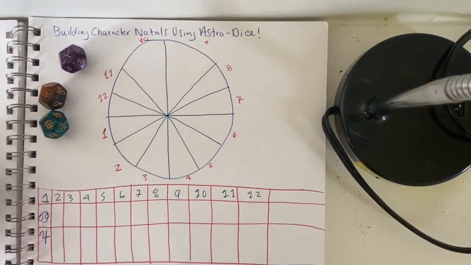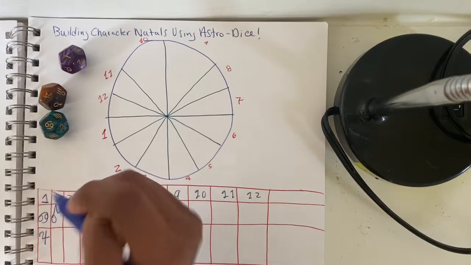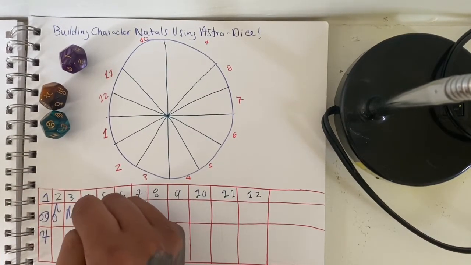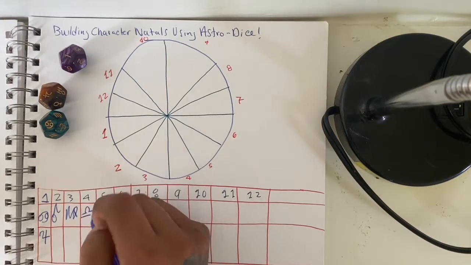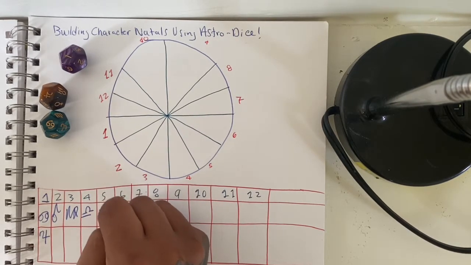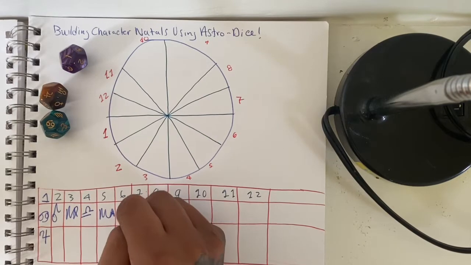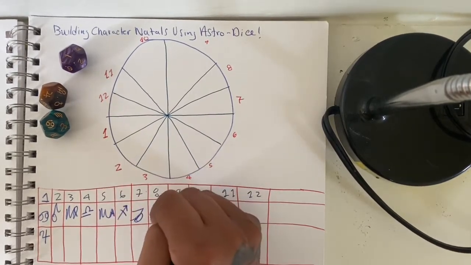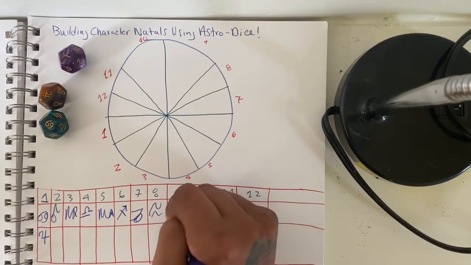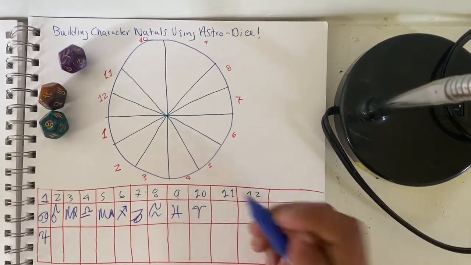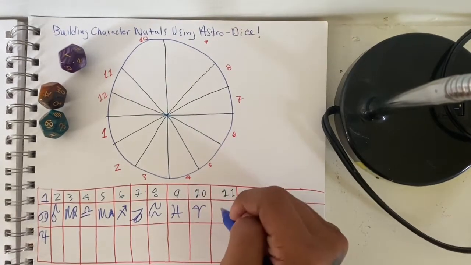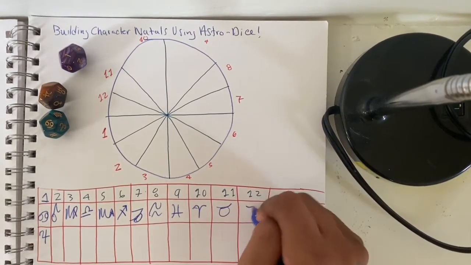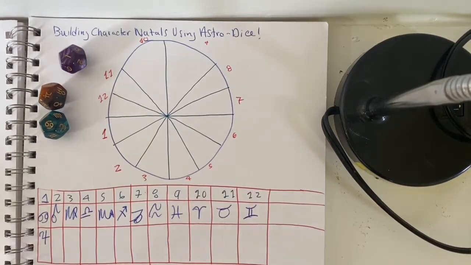So we have the Cancer rising. So naturally we'll have a Leo 2nd house, Virgo 3rd house, Libra 4th, Scorpio 5th, Sagittarius 6th, Capricorn 7th, Aquarius 8th, Pisces 9th, Aries 10th house, Taurus 11th, and 12th house Gemini. That's going to be fun.